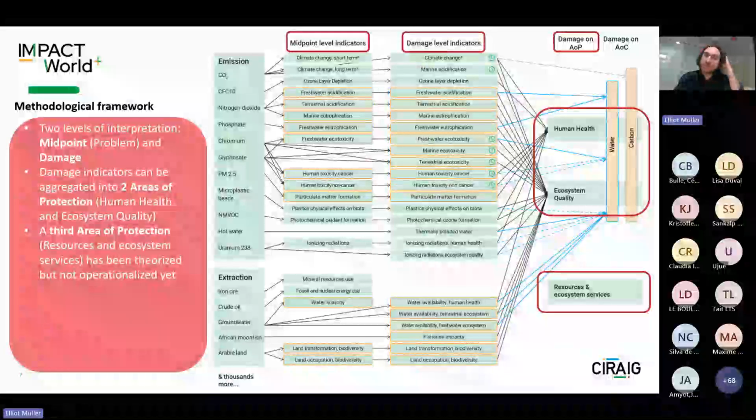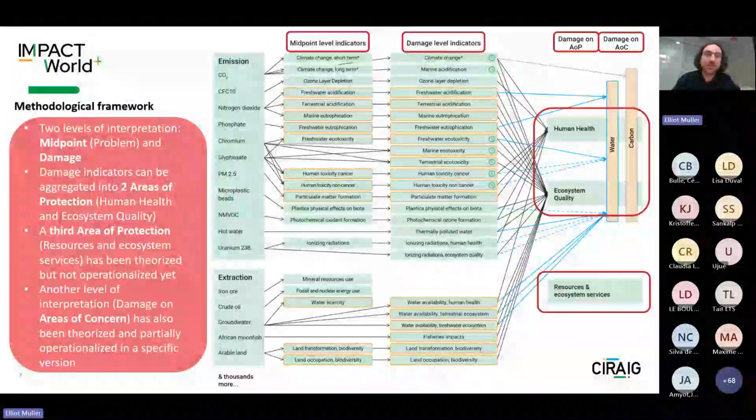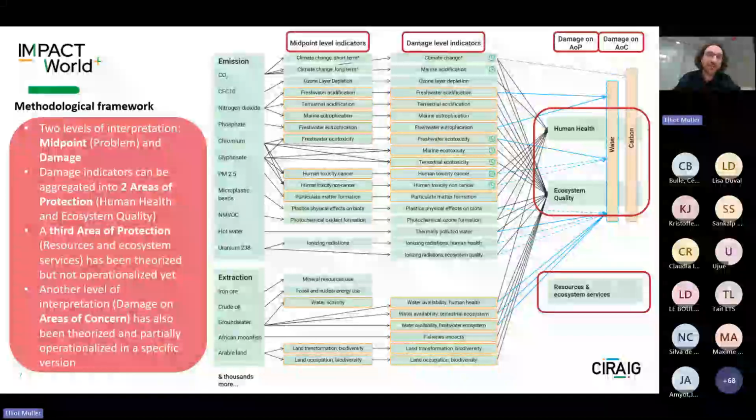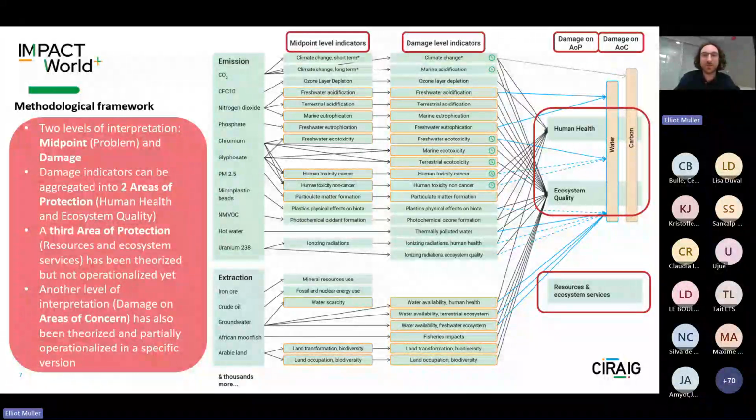Another level of interpretation is called the damages on the areas of concern. It has also been theorized and partially operationalized in a specific version of Impact Plus that I will be presenting to you a bit later.